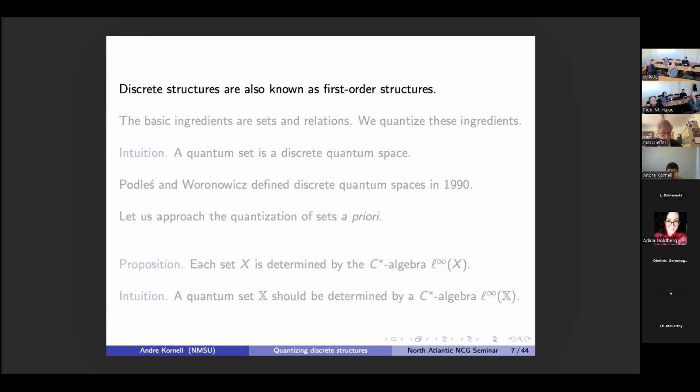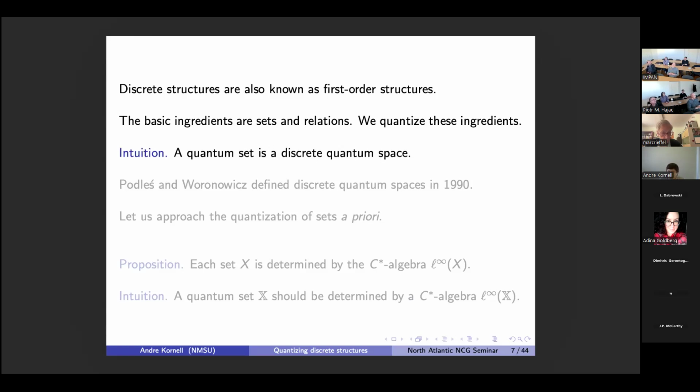Okay, so now on to the main thread. I've been talking about discrete structures. These are also known as first-order structures. And the basic ingredients there are sets and relations. So our first order of business is to quantize these ingredients. First, what do I mean by a quantum set?